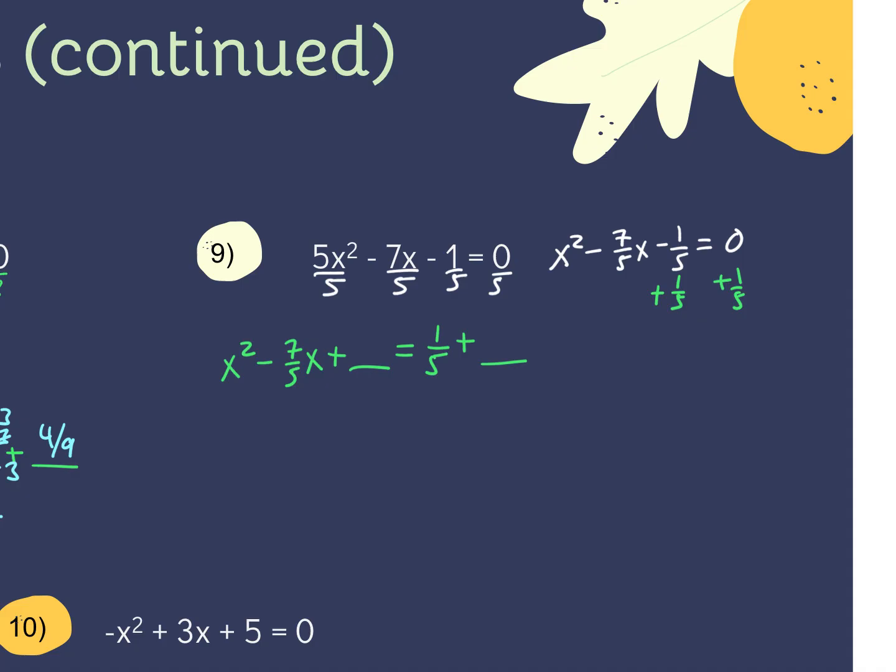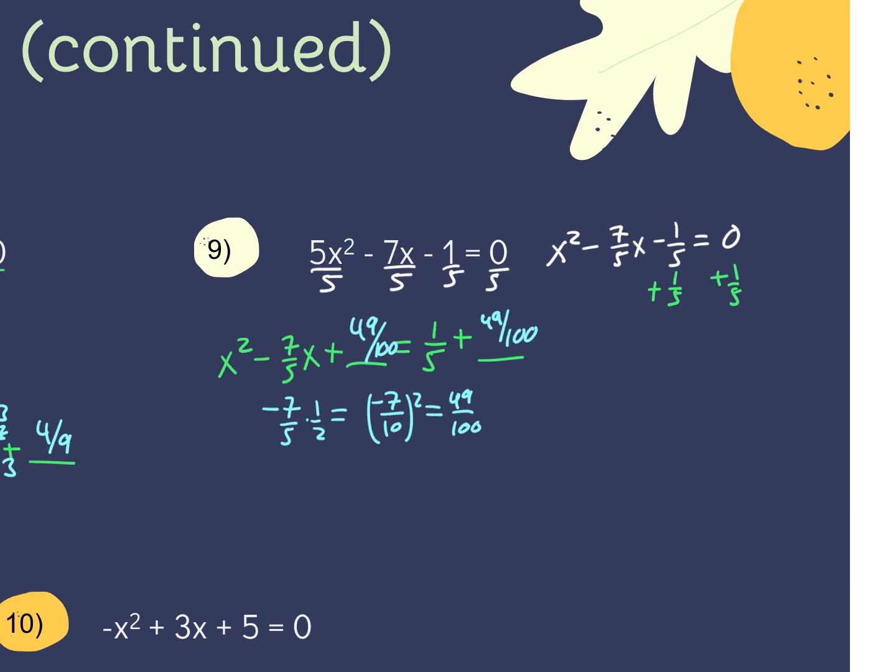And then we complete the square, right? Find b over 2 squared, so -7 over 5 times a half. All right, that doesn't simplify at all, so this is going to stay -7 over 10. And then I square that, that's going to get me 49 over 100. All right, so put that in that blank. So 49 over 100. All right, and then this side is going to become a perfect square trinomial. Again, it's always going to be x plus b over 2 squared. So it's going to be x minus 7 over 10, all right, squared.